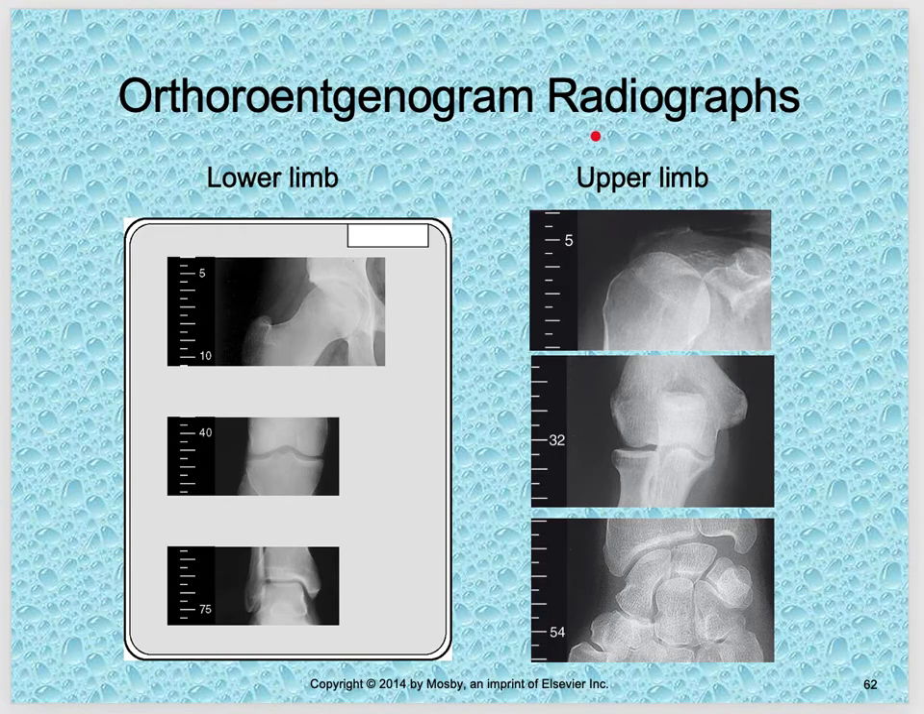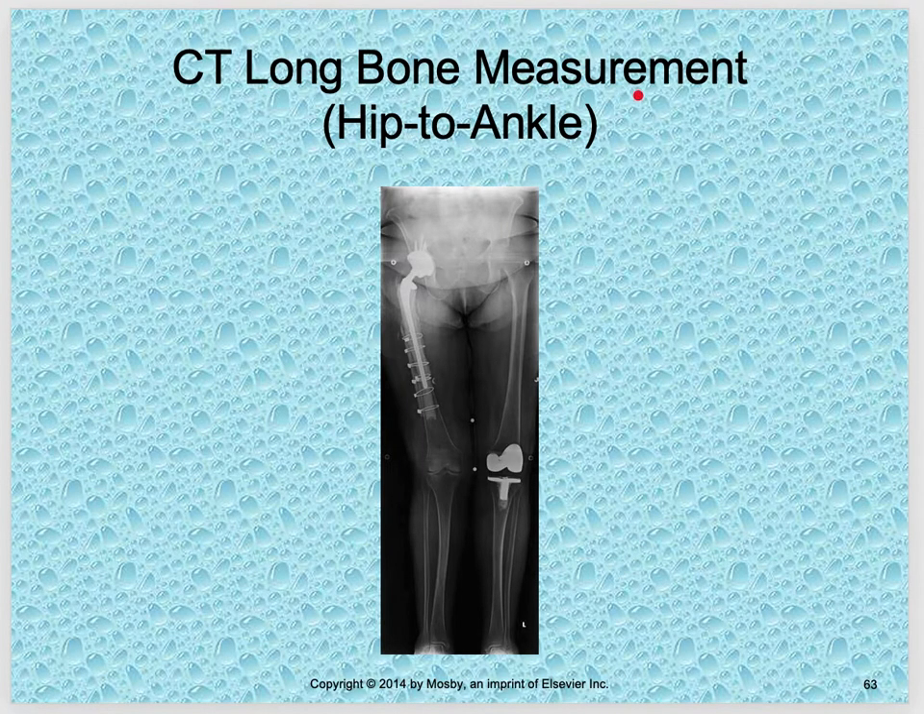So orthoroentgenogram radiographs, so your lower limb and then your upper limb. And you can see the 3 images on the one film. So we don't do that anymore. It's going to be 3 separate pictures. So CT long bone measurements, hip to ankle. This is all either in one scan or it is in one long film, kind of like they do for scoliosis series. That's how they would do the long bone measurements from the hip to the ankle.